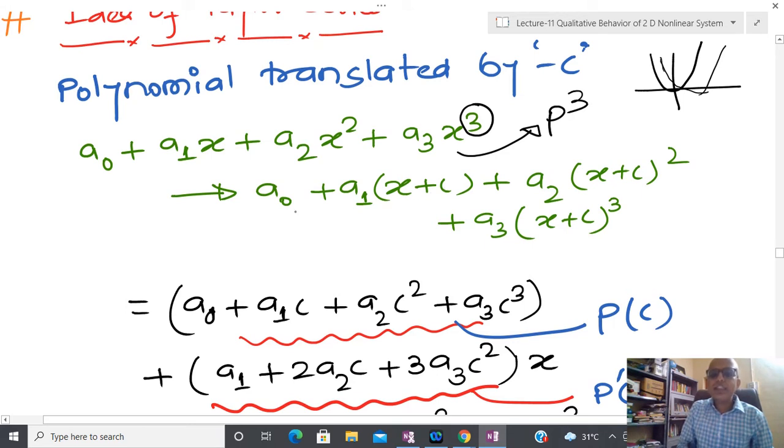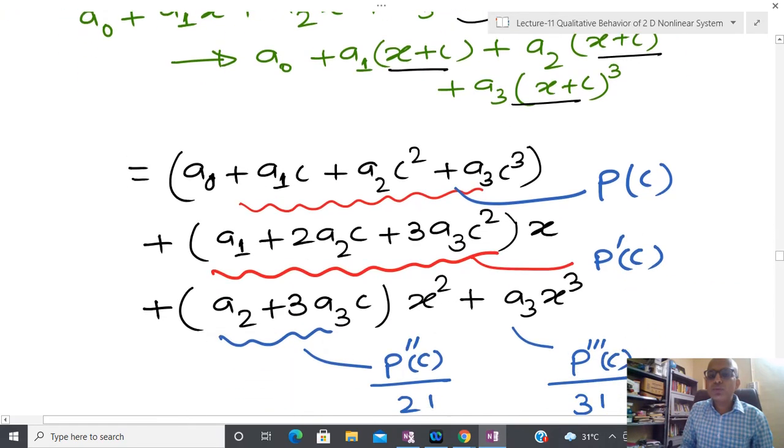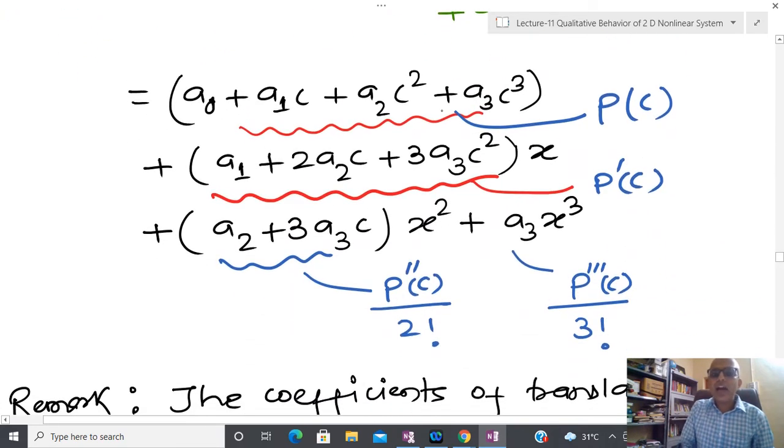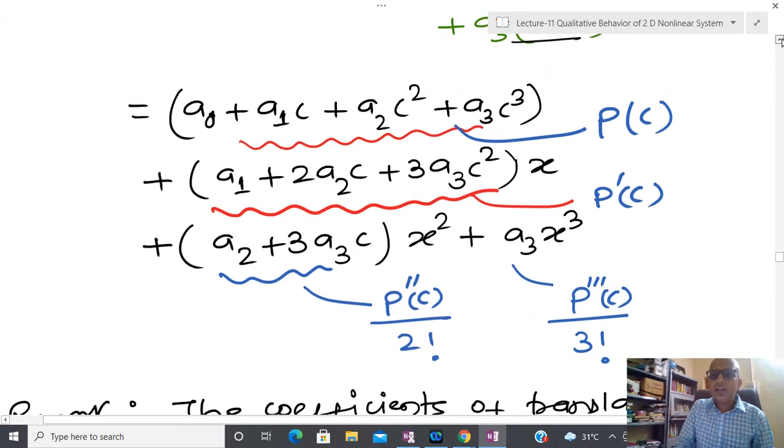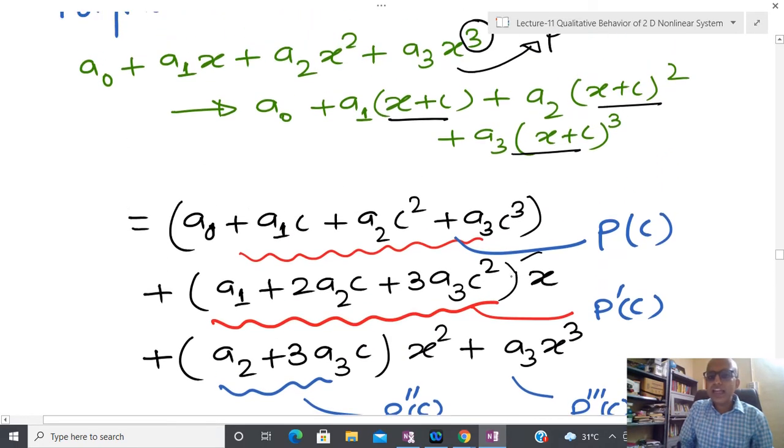If you shift this, then this polynomial will generate a new polynomial. I am not writing an equality sign, I am just shifting the polynomial. So this is my shifted polynomial. After that, you can open this. So I have x plus c, x plus c whole square, which is x square plus 2cx plus c square, and x plus c whole cube. If you simplify this and rearrange the terms, you can see that again this remains the same.